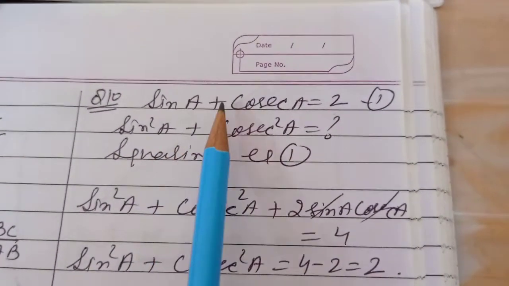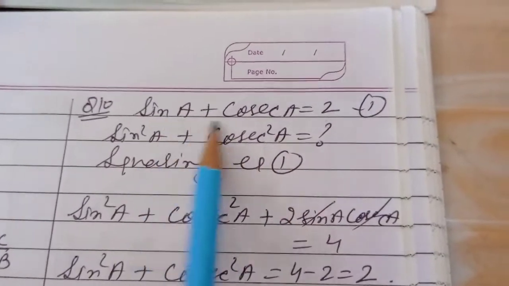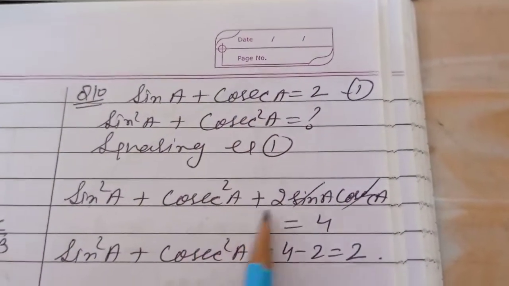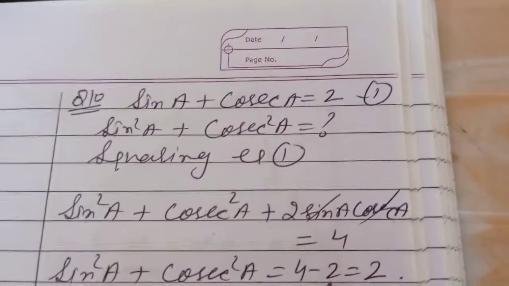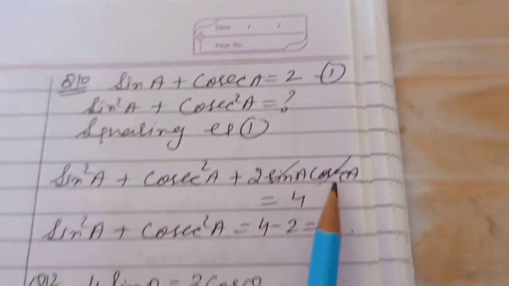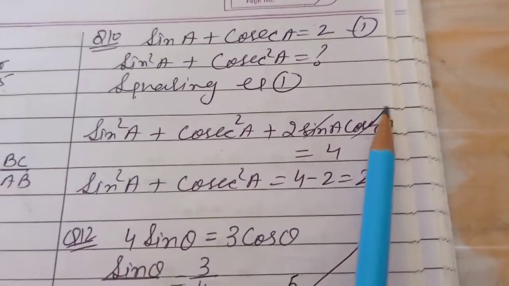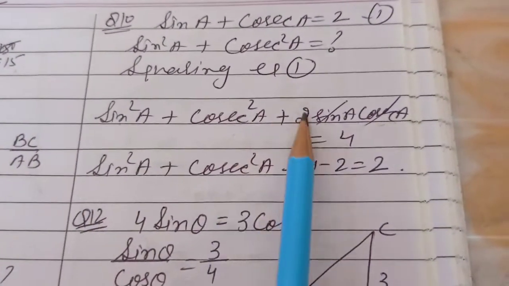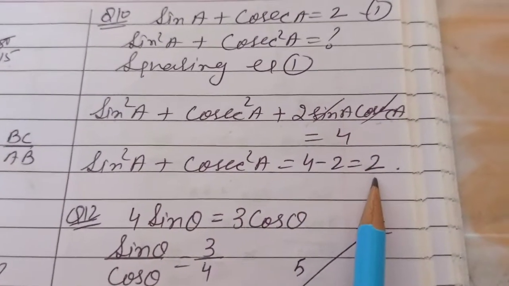So this can be obtained by squaring equation number 1. Square this equation. A plus B whole square will be A square plus B square plus 2AB, that's equal to 2 square, which is 4. And you know that sine and cosecant are reciprocal of each other. They will cancel each other. You are left with sine square A plus cosecant square A. Transpose to that side, answer is 2.